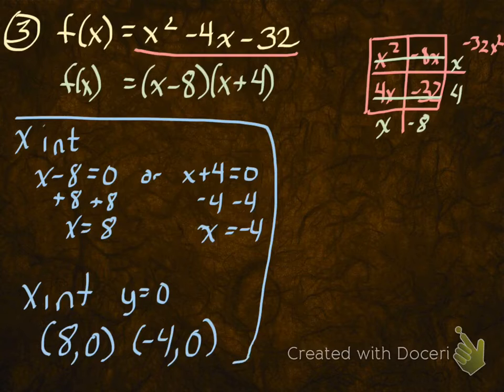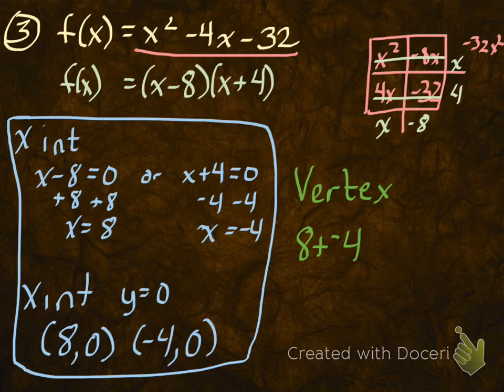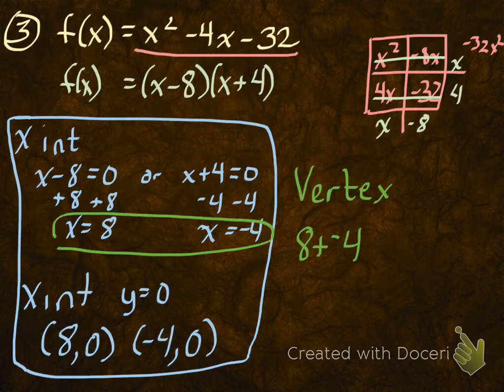Now I can use this information and find my vertex, and so I don't have to use the way that we did yesterday. We can actually learn a different way of getting to that vertex. So using your intercepts to find your vertex, you're going to take the 8 and you're going to add to it your -4. So your two intercepts, and you're going to divide by 2. So basically we're averaging it. 8 plus a negative 4 is 4. 4 divided by 2 is 2.